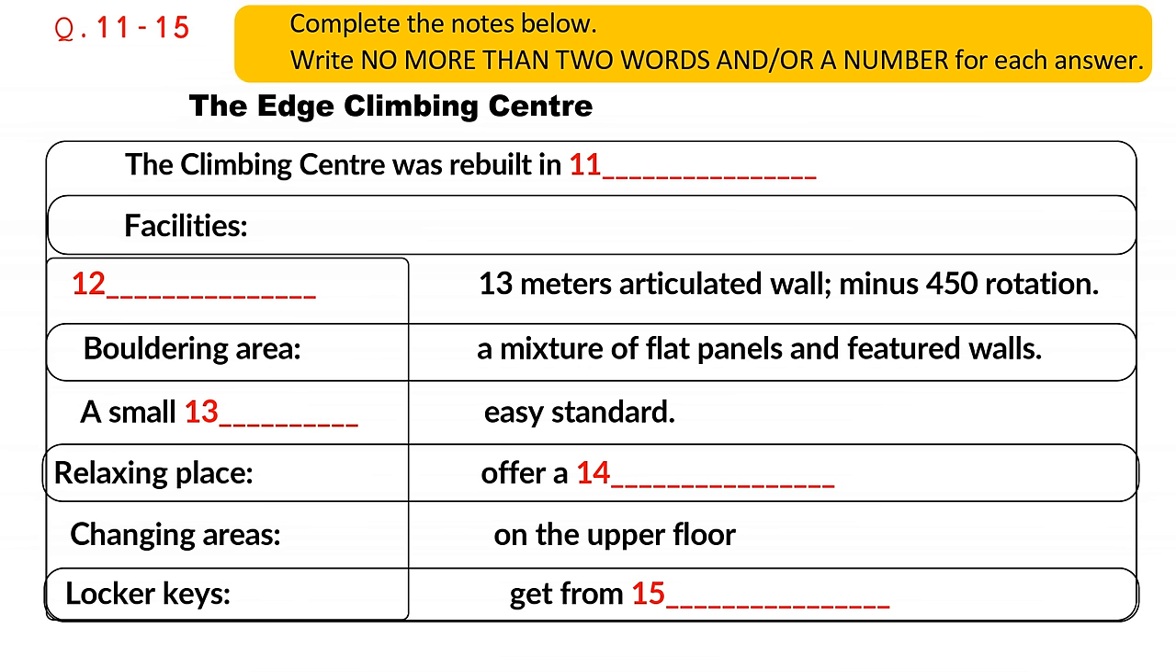Let's begin with our facilities. The first one I'd like to introduce you to is the main hall. With over 150 routes, the main hall packs in a huge variety of climbs on featured and flat panels. Our facilities are continuously developing and feature a 13-meter articulated wall that can rotate to minus 45 degrees.